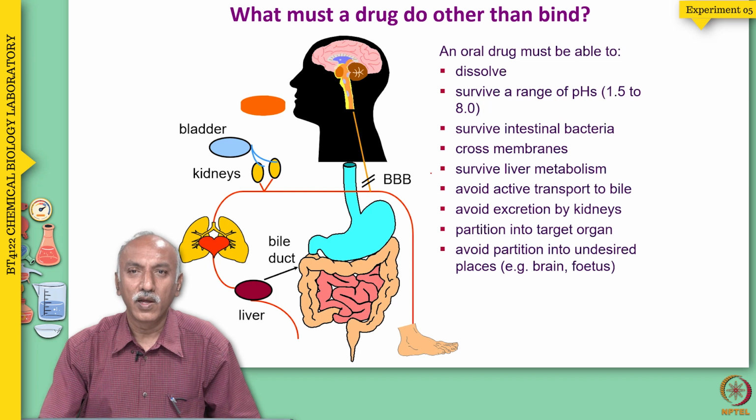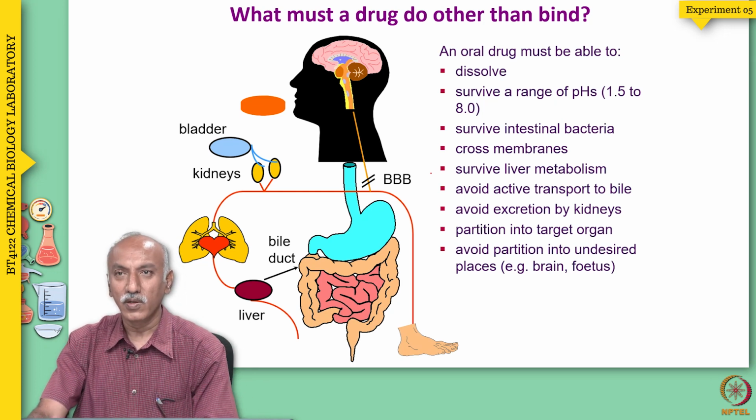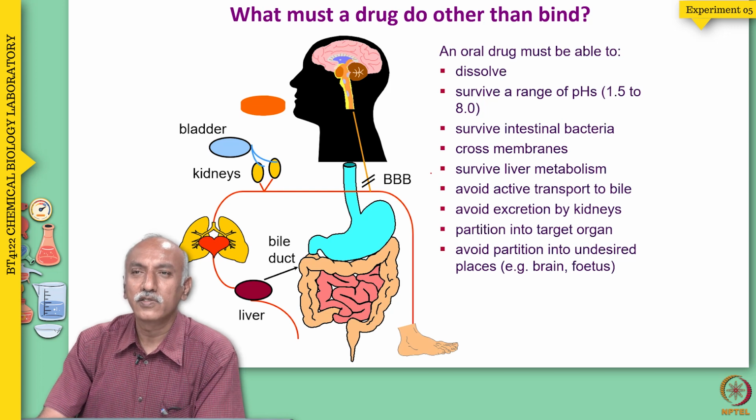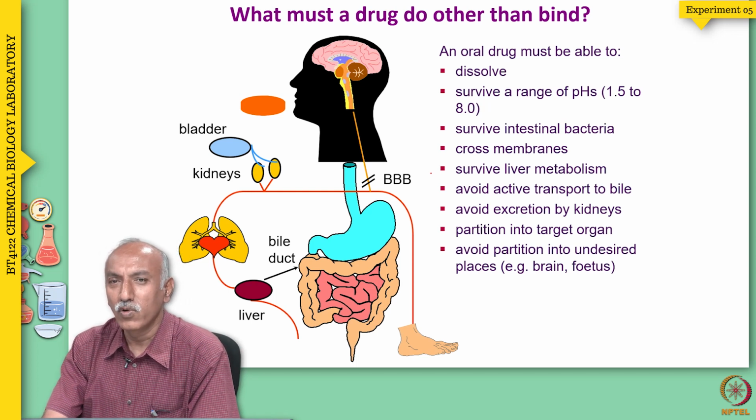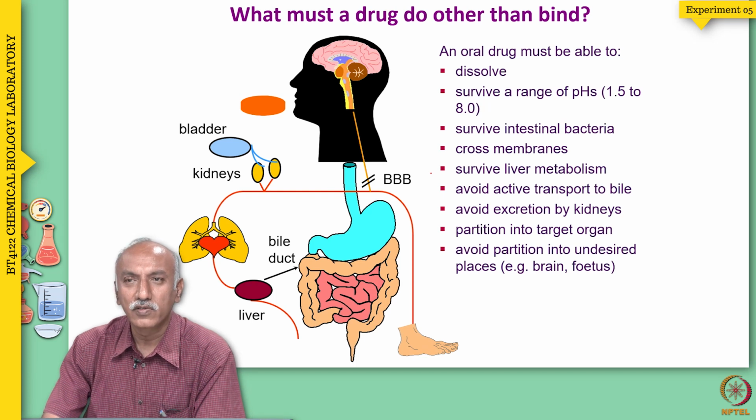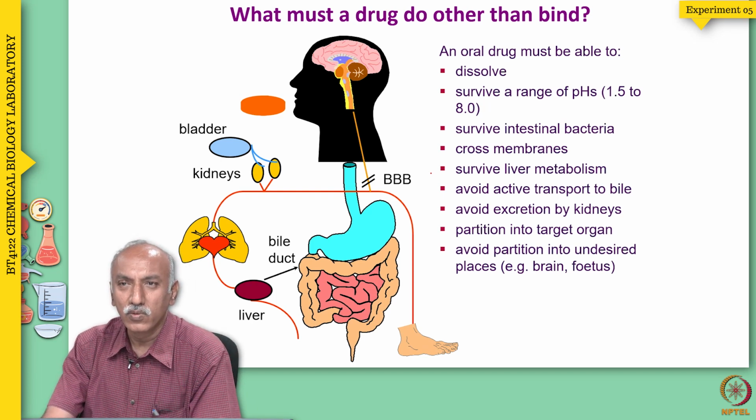intestine and pancreas, all the things. It has to survive the pH range between 1.5 to 8, and it has to not get destroyed by the intestinal bacteria present in our entire gut. It must be able to cross the membranes, both cell membranes as well as into the bloodstream, then to the point of action, and avoid active transport to the bile, because if they go to the bile, it will go to the kidney and get extracted. So it must avoid the excretion by kidneys and partition into the target organ.